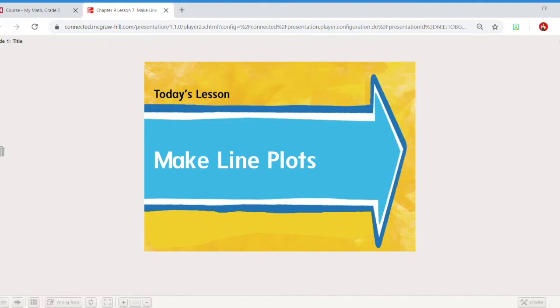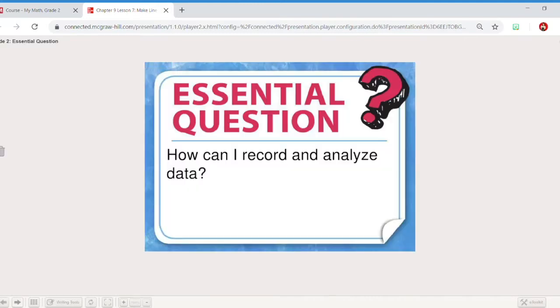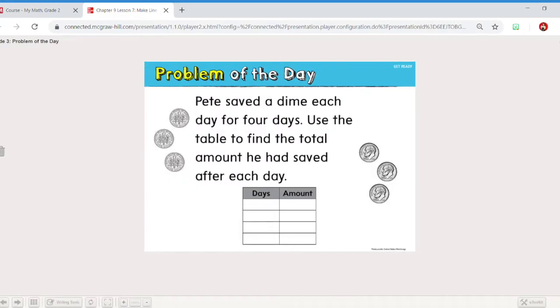Before we really get started, we're going to do the problem of the day. As usual, you can pause the video, solve on your own, and then check the answer. If you're ready to go, we can go ahead and work together.